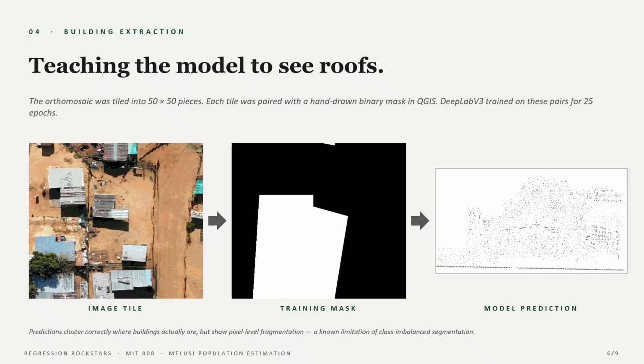The clusters line up with where buildings actually are, but the predictions are fragmented at the pixel level. And that's an honest limitation. Building labels are sparse, the background dominates, and semantic segmentation rewards getting individual pixels right rather than the whole building. The model learned the spatial pattern, it did not learn any clean polygons.